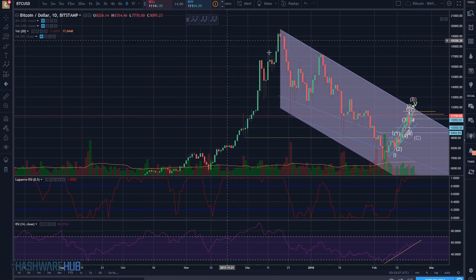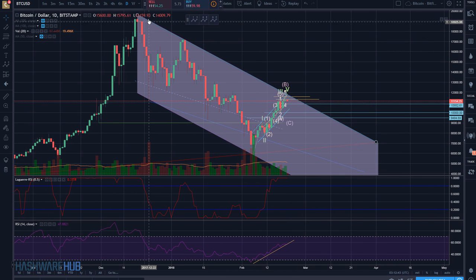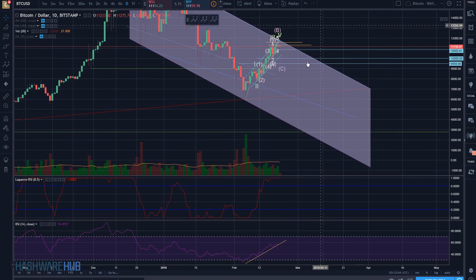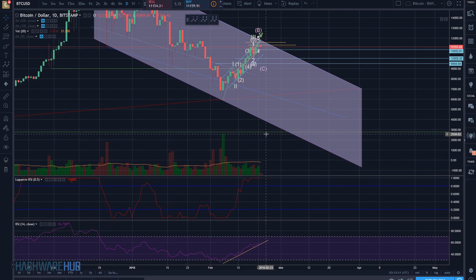And what I want to say to this is the following. This is a parallel channel. I want to say A, B, C, D, E. E, if it goes to the end of the channel, can be a large protracted E down to this level around here, around 2700, 2800. Do I feel the probability of this happening is high? No, I don't. But it is a possibility.